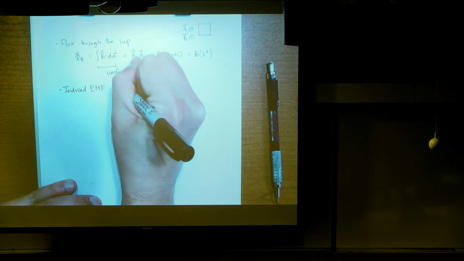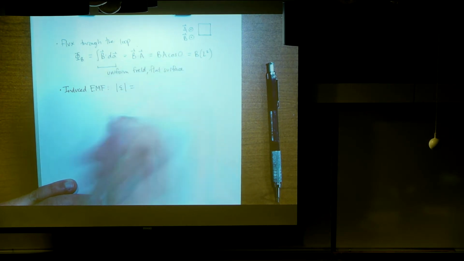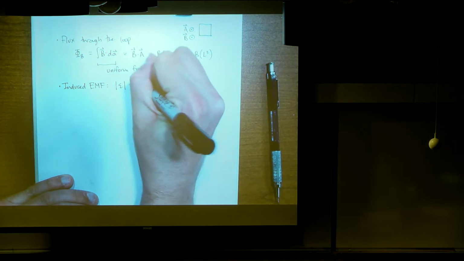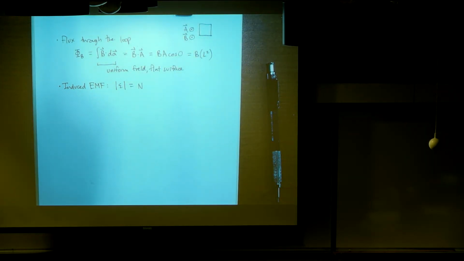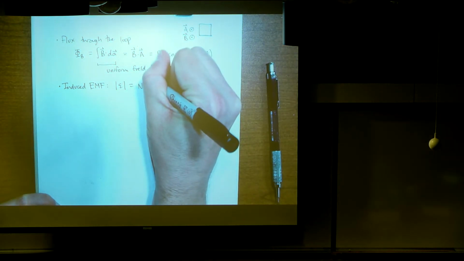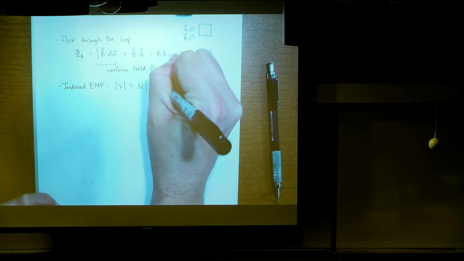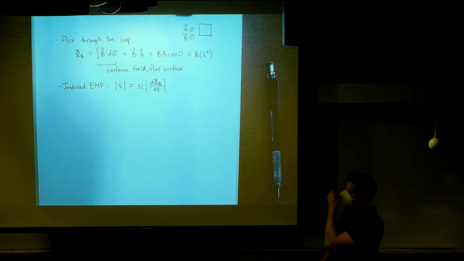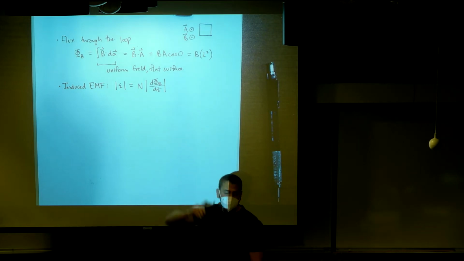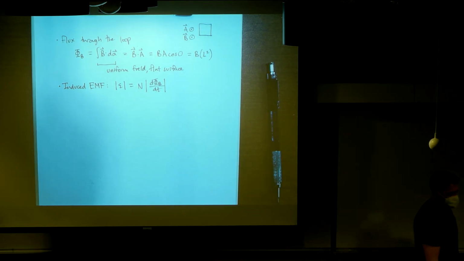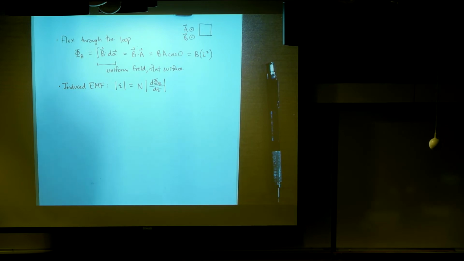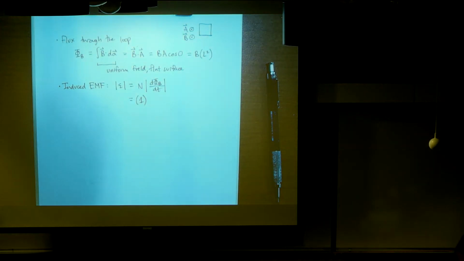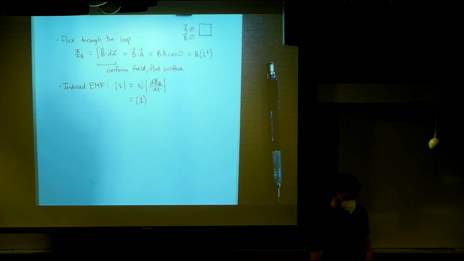Well, that's given by Faraday's law, which says the magnitude of that induced EMF is equal to N, the number of turns in our loop, times the absolute value of the derivative of our magnetic flux with respect to time. So that's why we came up with this expression for the magnetic flux, because we're now going to take the derivative of it. Okay? By the way, in this particular loop, N just happens to be equal to 1. We're imagining just a single turn of wire, so N is equal to 1.